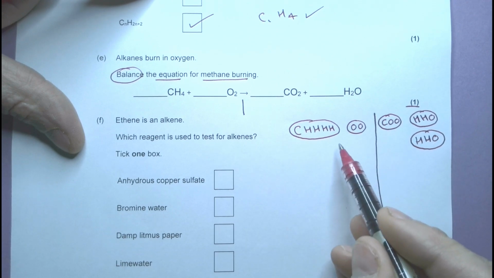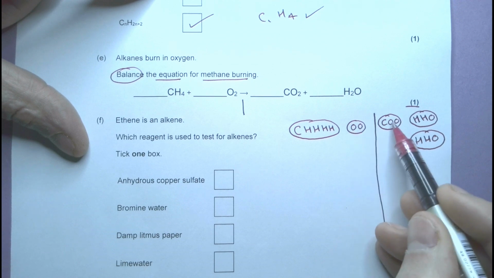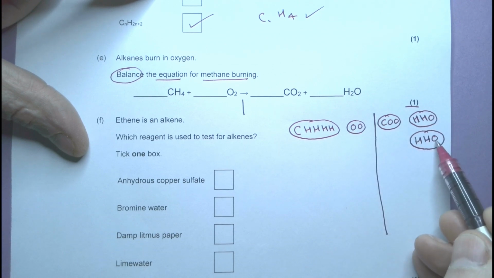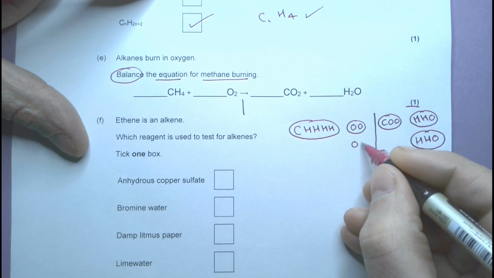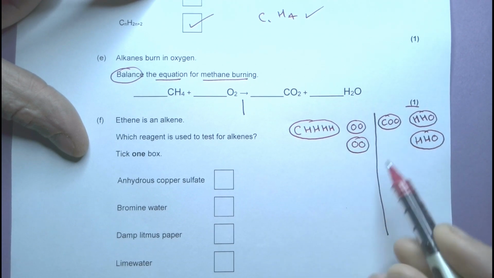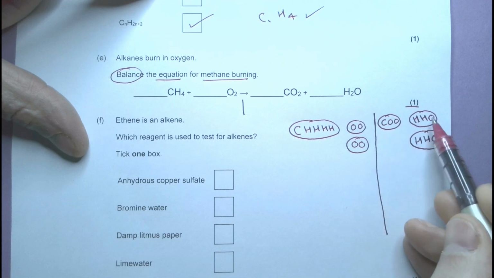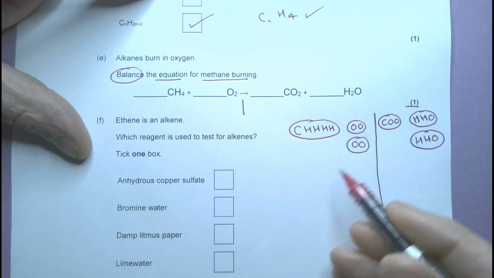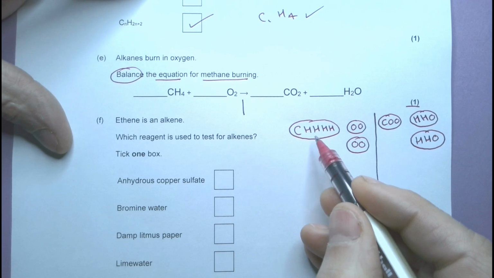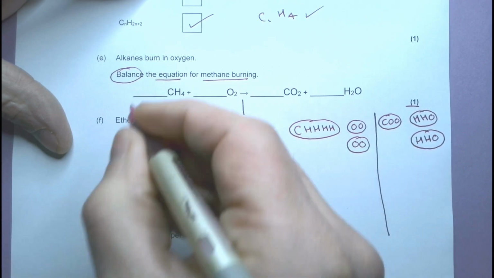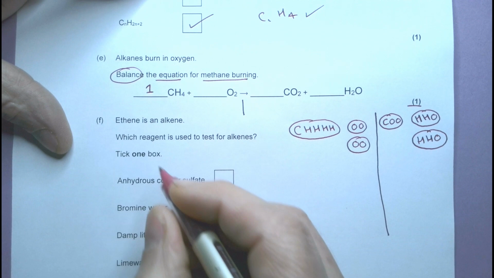Now check my oxygens. I've got 1, 2 on this side and 1, 2, 3, 4 on that side. So I need more over here, and all I can ever do is add entire molecules. There we go, so I've got 1, 2, 3, 4, 1, 2, 3, 4, perfect, they're balanced. Now I just count up the number of molecules of each one. I've got 1 of these, so I'm going to leave that as it is. I could write 1, but I wouldn't need to.